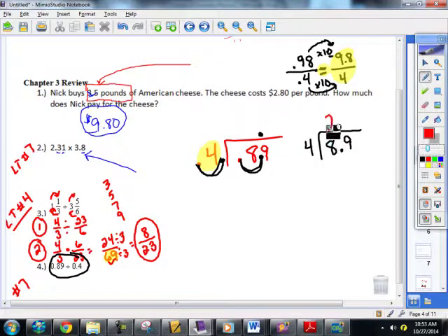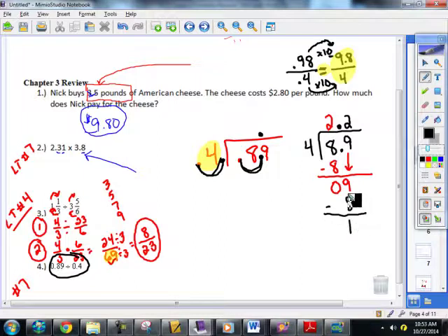4 goes into 8 2 whole times. 2 times 4 is 8. Now we subtract and we're going to get 0. We check to make sure that that difference is smaller than my divisor, which it is. Now I'm ready to bring down my 9. Okay, and I start the process over again. 4 goes into 9 2 whole times. 2 times 4 then is 8. We subtract and get 1.